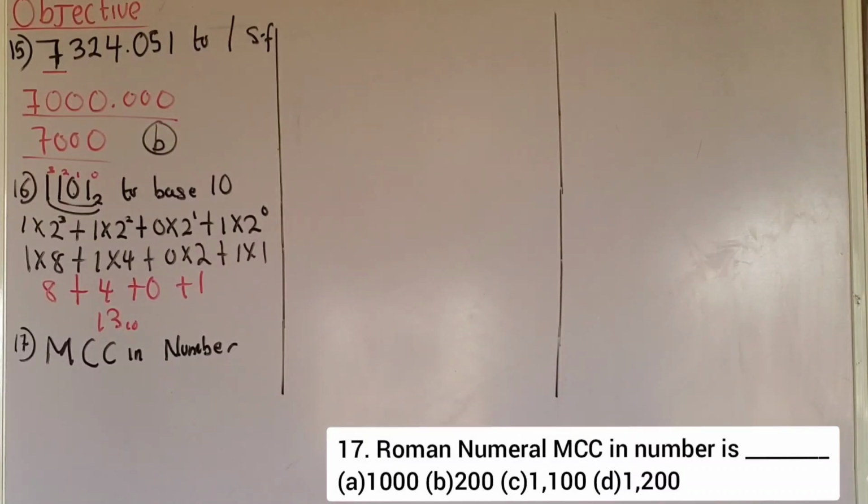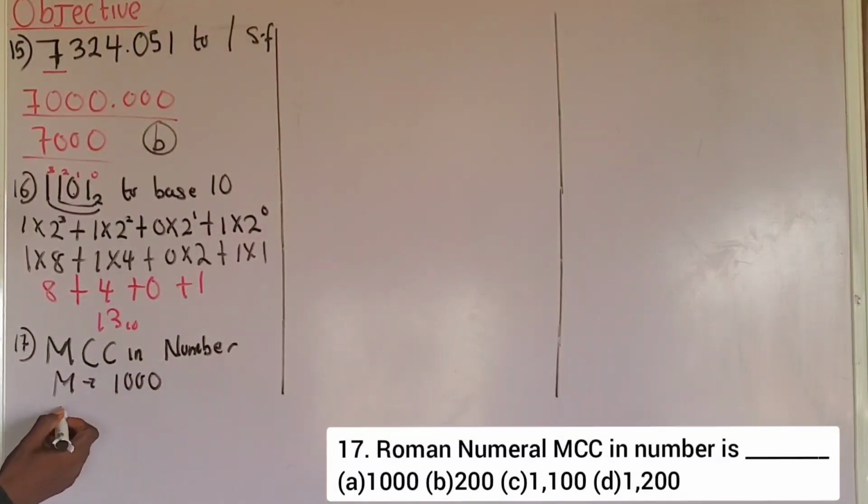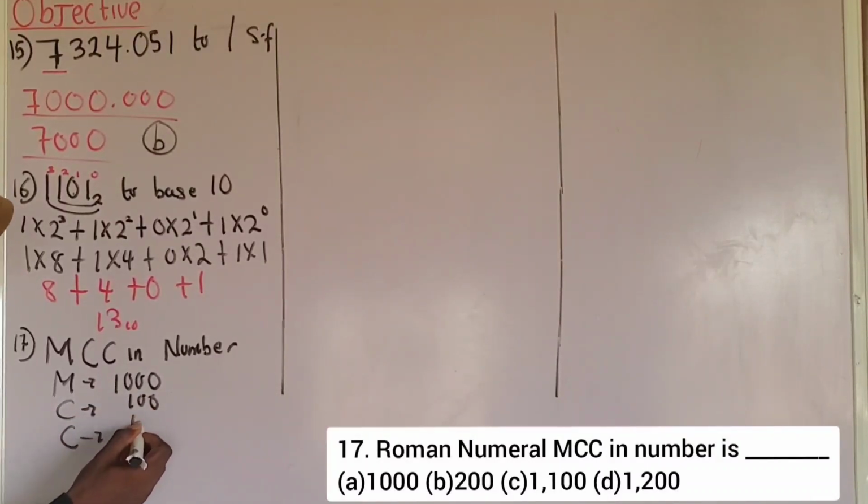Now you know that M is what? M is 1000. Okay. M is 1000. So since you know that M is equivalent to 1000, and we have C. C is equivalent to what? 100. And another C. C is equivalent to 100. So if you add them together, you're going to have 1200. The right answer, the right option to that question is option D, which is 1200. Do you understand? Okay, let us proceed to question 18.